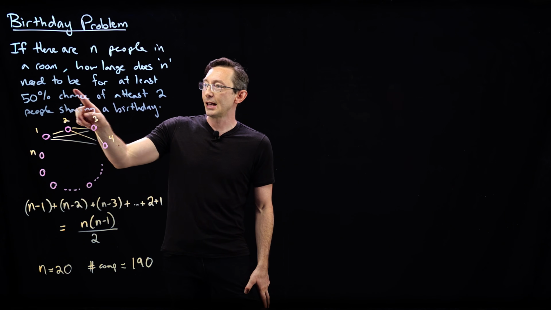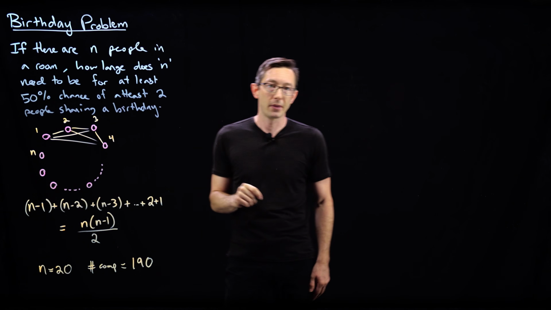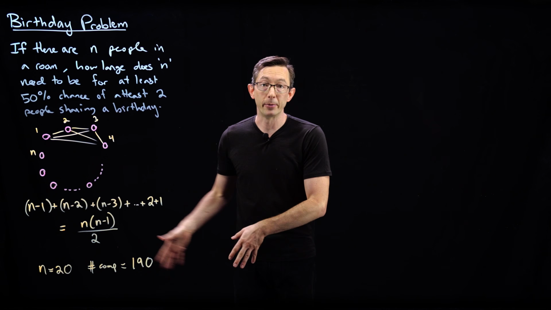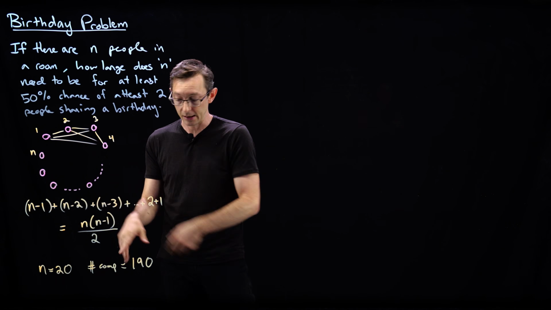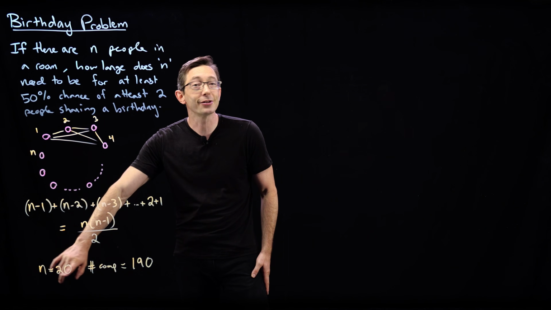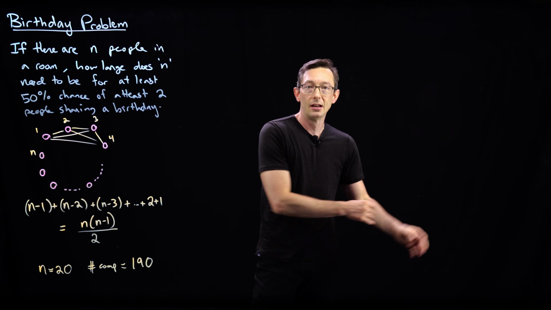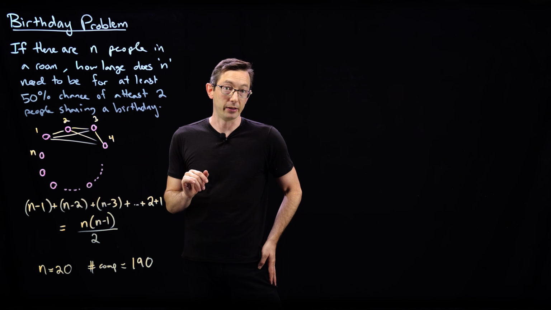Because notice that this says that it's the probability for at least 2 people sharing a birthday. So there could be 3 people in this room that share a birthday, or 4 people that share a birthday, or 5. And so I could be double counting a lot in this number. So the answer is not n equals 20 or 19. We have to precisely compute the probability of at least 2 people sharing the birthday.